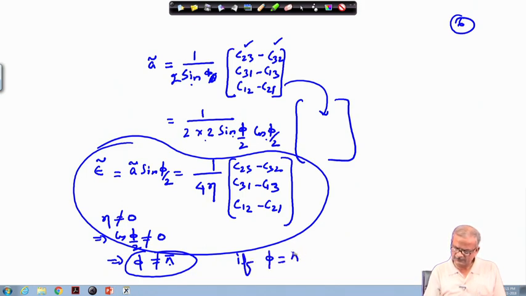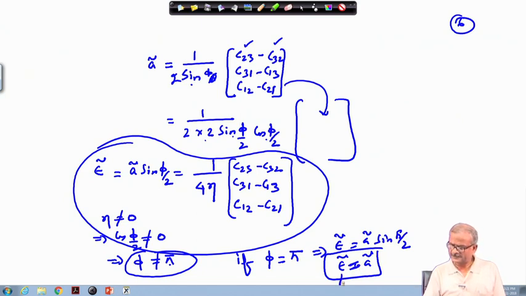If phi equals pi, this implies that epsilon tilde will be A tilde sin phi by 2, and epsilon tilde is simply equal to A tilde. This is the case where the Euler parameter is directly equal to the A vector. Okay. So, by taking proper care, if you understand the physics properly and if you have the background in the matrix method, it is very easy to do, and it can be derived from time to time. If you remember a few things, then it is very easy to work with.